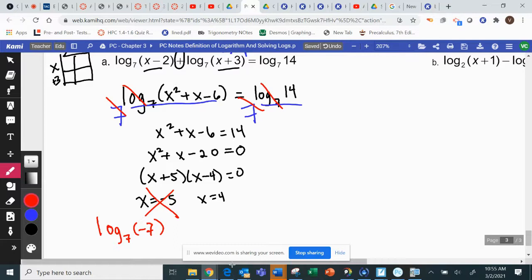If I plug in 4, I will not have any negative or zeros in there. So I should be fine with this one here.